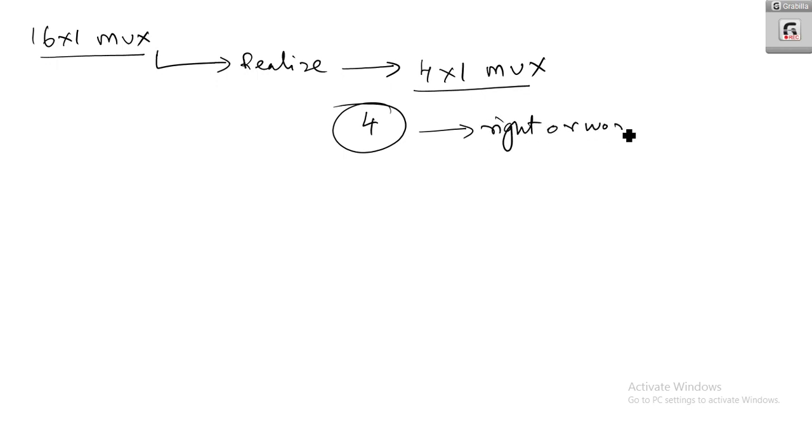Right or wrong? There is a doubt in that. See, 16 to 4. If you look directly, you can say that you require 4x1 muxes to realize a 16x1 mux. Whether that ideology is right or wrong, that is what we are going to prove in this lecture. Maybe I will prove it as right, or maybe as wrong. That is a key point in this lecture which you need to take care of.